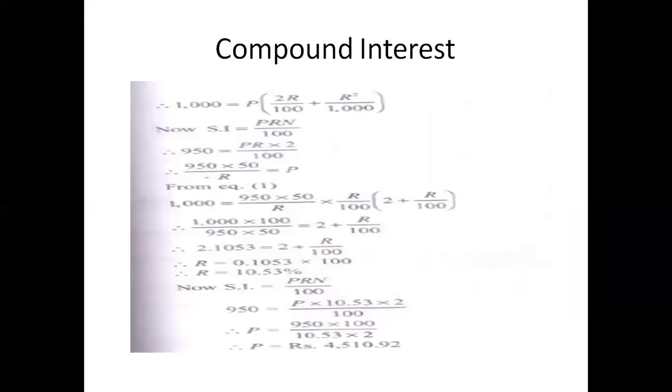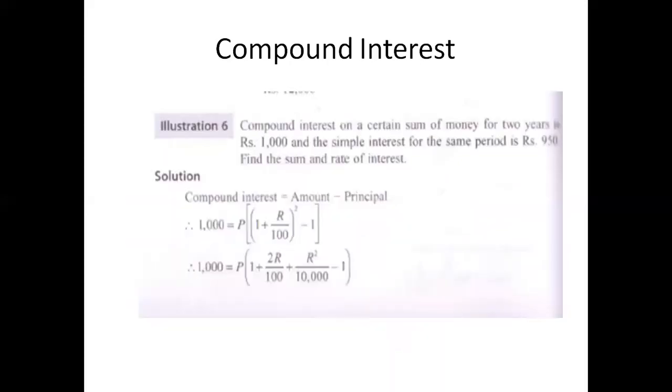And now simple interest is P into R into N by 100. Therefore 950 is equal to P into R into 2 by 100, because we see the number of years is 2 over here.